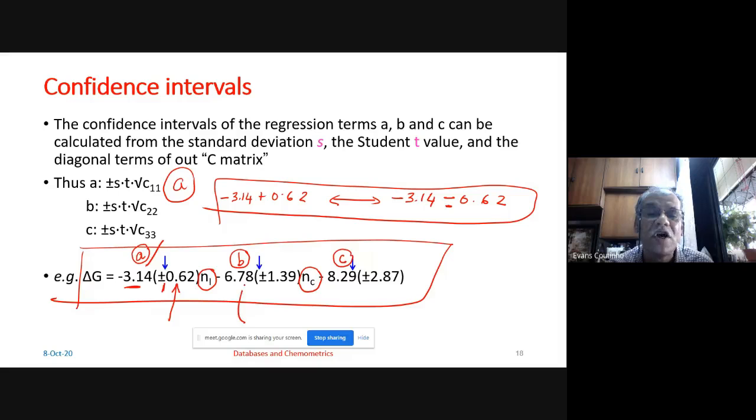Likewise, you can see the range of my B values, and likewise the range of my C values. So look at these confidence intervals. It is actually not difficult to determine them. The confidence intervals actually come from your C matrix. The numbers I'm showing here with the blue arrows come from the standard deviation multiplied by the student's t-value, multiplied by the diagonals of the C matrix, which I showed you. Let me go back.